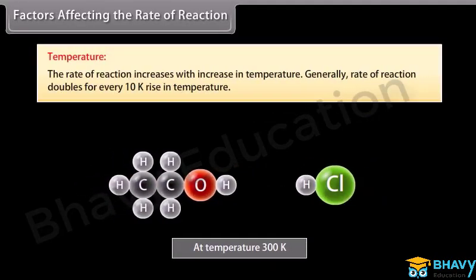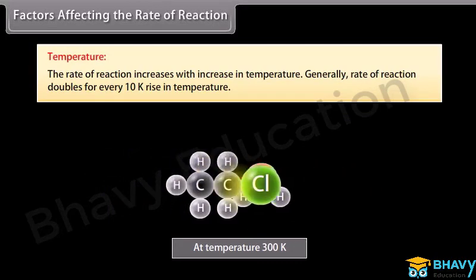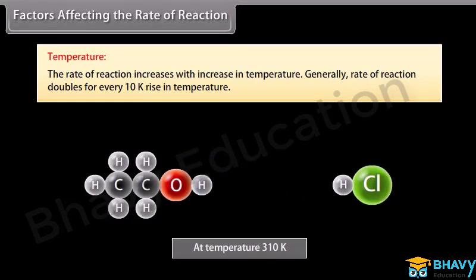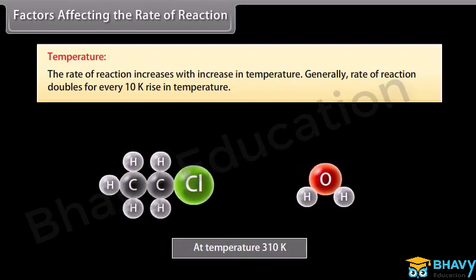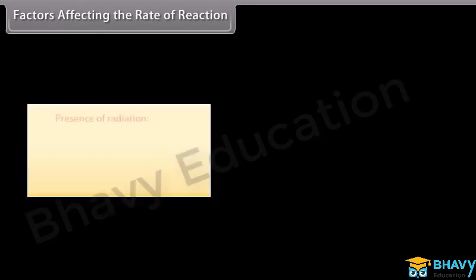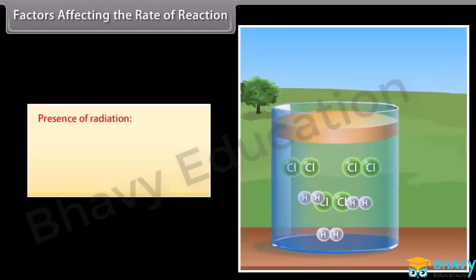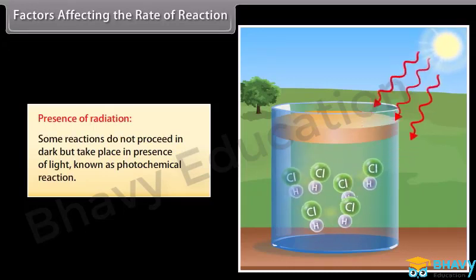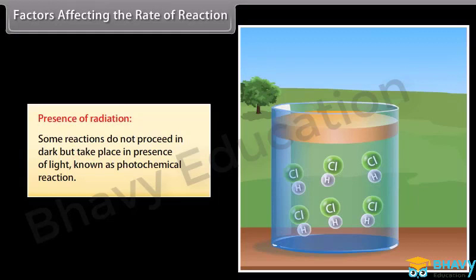Temperature. The rate of a reaction increases with an increase in temperature. Generally, the rate of a reaction doubles for every 10 Kelvin rise in temperature. Presence of radiation. Some reactions do not proceed in the dark but take place in the presence of light, known as photochemical reactions.